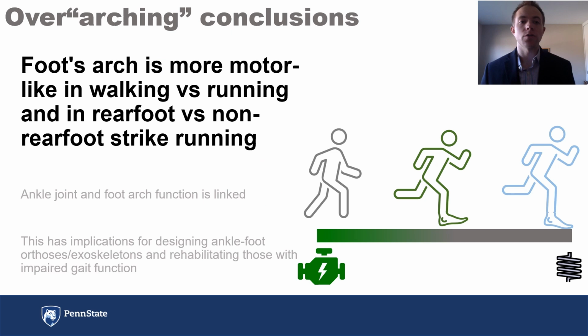That the foot's arch was more motor-like in walking versus running, and in rear foot versus non-rear foot strike running indicates that more energy is actively being generated in these conditions compared with the amount of energy that is perhaps being stored to be returned later by passive mechanisms. This has implications for understanding the energy needs required for locomotion, and also may have implications for understanding muscle weakness and its influence.